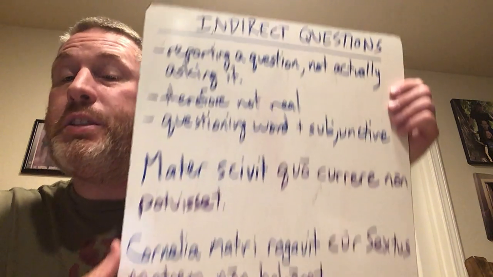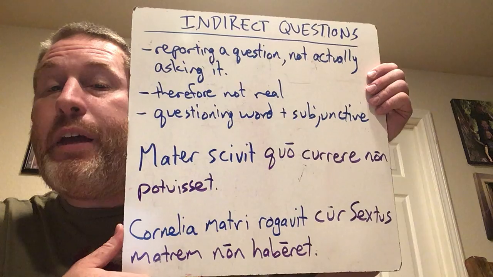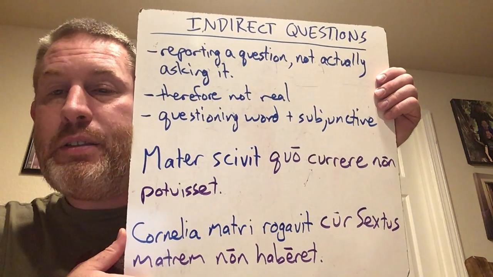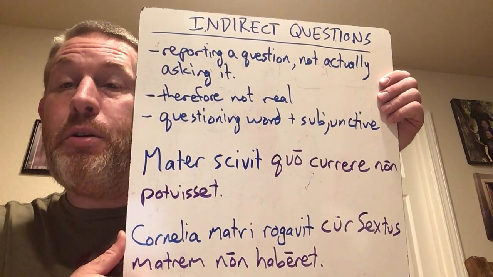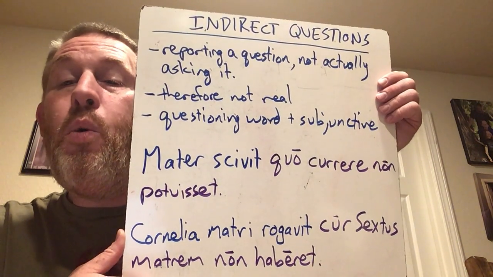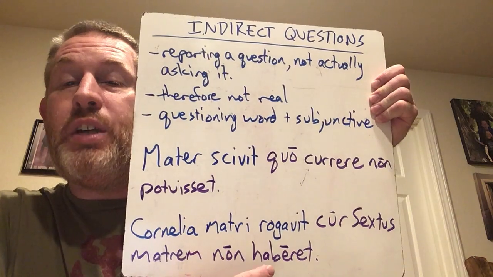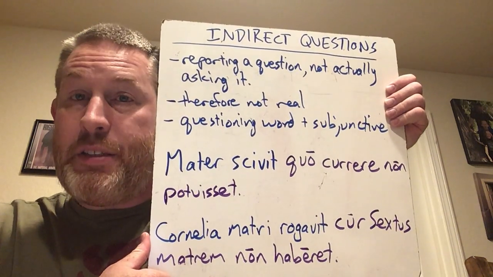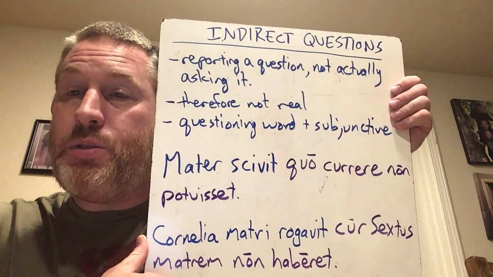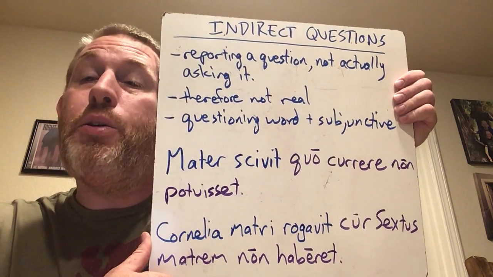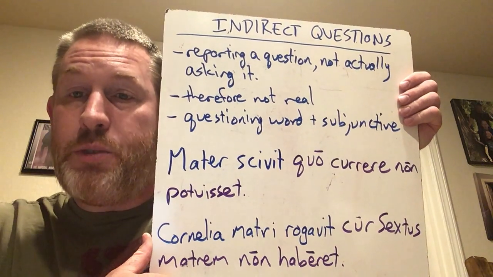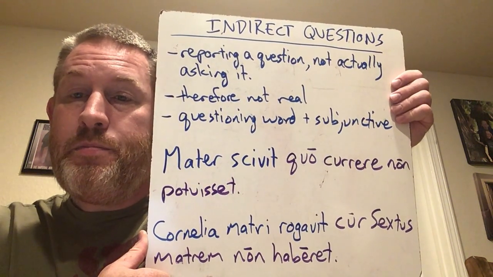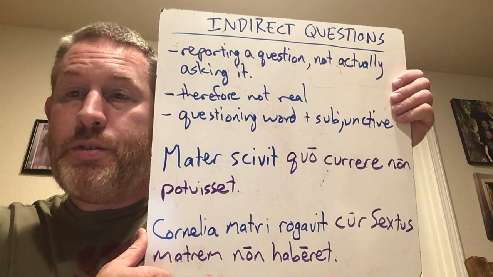You can also use verbs to set them off. For instance, Cornelia matri rogavit, cur Sextus matrem non haberet. Cornelia asked her mother why Sextus was not having a mother. So I'm not asking you why does Sextus not have a mother, but I'm telling you, I'm gossiping about Cornelia's question, which was why Sextus does not have a mother. These are indirect questions.